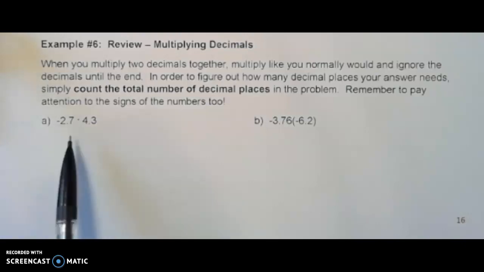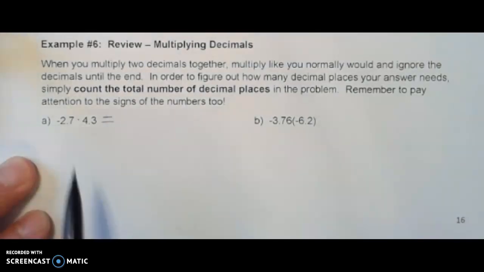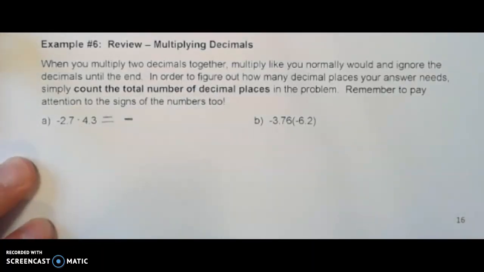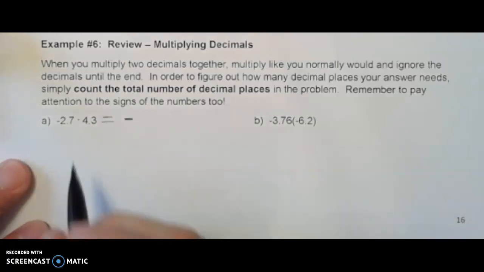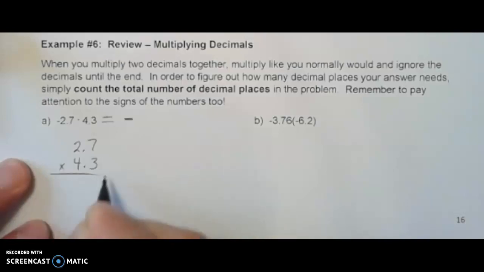So in example A, we have negative 2 and 7/10 times 4 and 3/10. And I'm going to start with the sign here. Let's just get that out of the way. A negative number times a positive number, I know my answer here is going to be negative. Now I'm just going to do my simple multiplication here. I'm going to have 2 and 7/10, 4 and 3/10, and I'm multiplying.